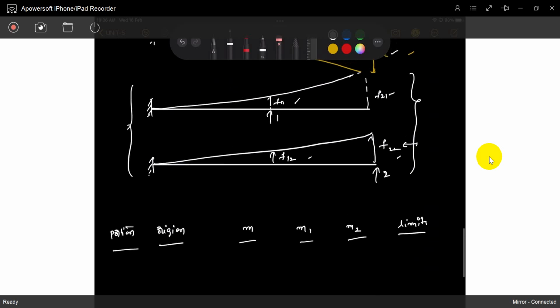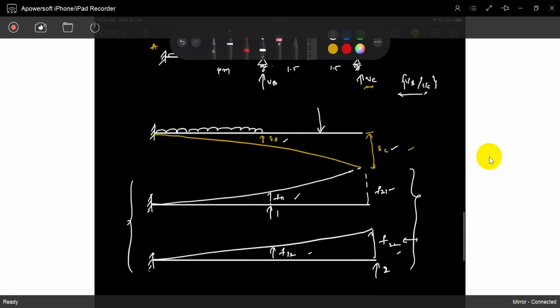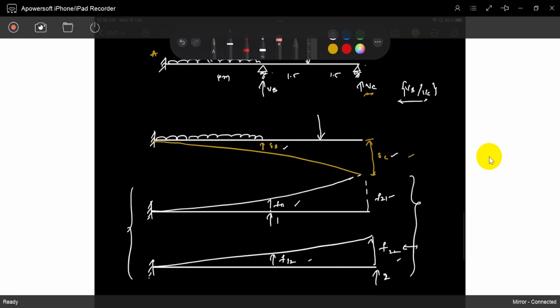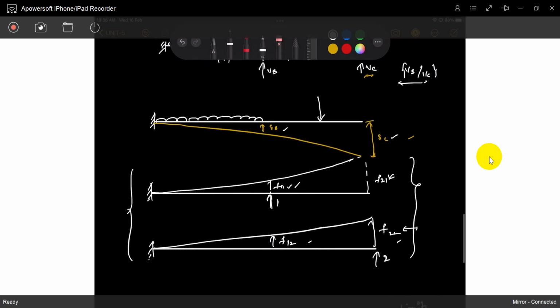What is this, sir? I will explain. So my intention is, when you apply a unit force here, you want to find out F11 and F21. When you apply a unit force here, F2, you have to find out F22 and F12.